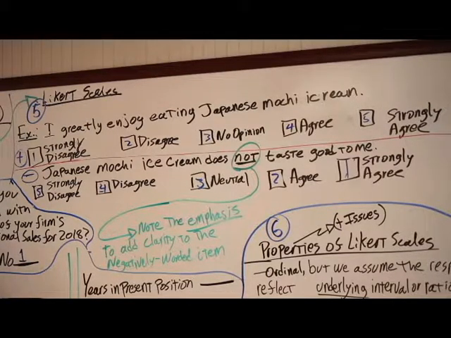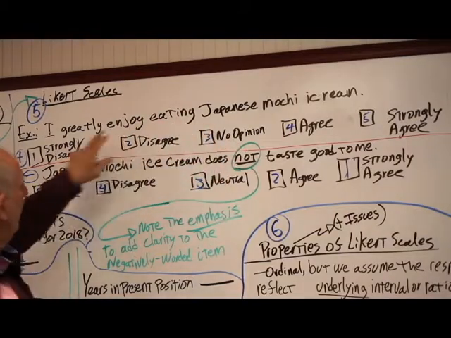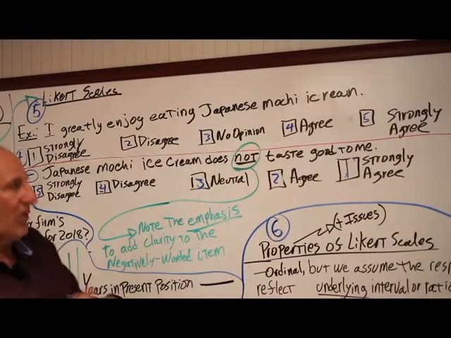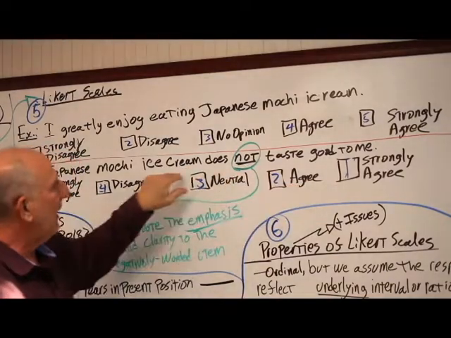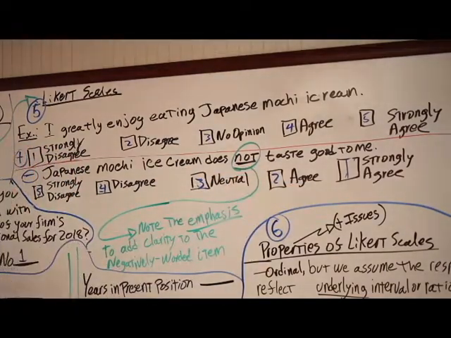Maybe they're in a hurry and they just said, I'll just check strongly agree with these last 10 questions. You can detect that using this technique, because it would not be consistent to check that you strongly agree with the joy of eating ice cream and you strongly agree with how bad it tastes. That would be a red flag, and you might eliminate that respondent from your analysis.